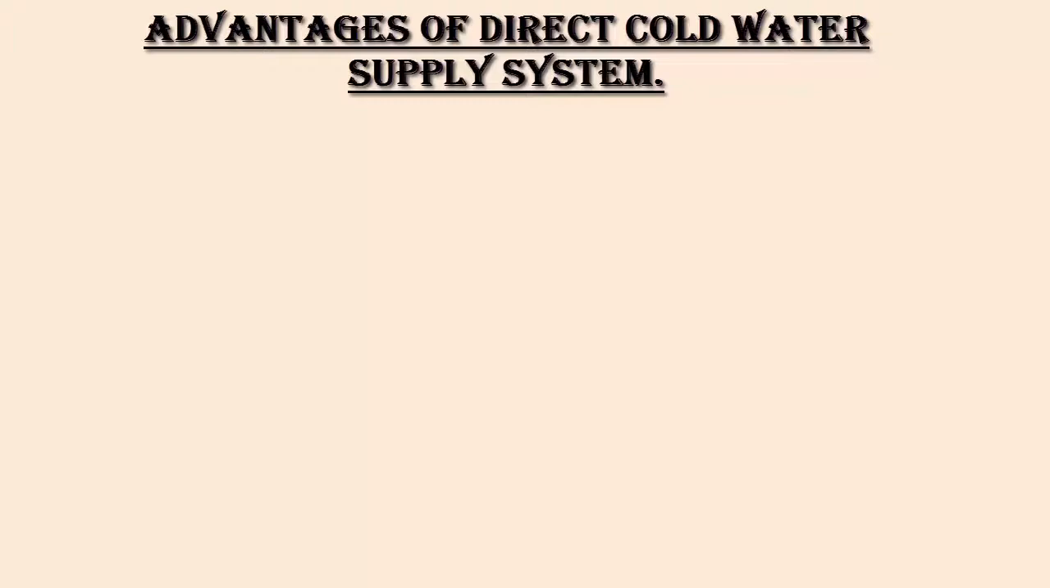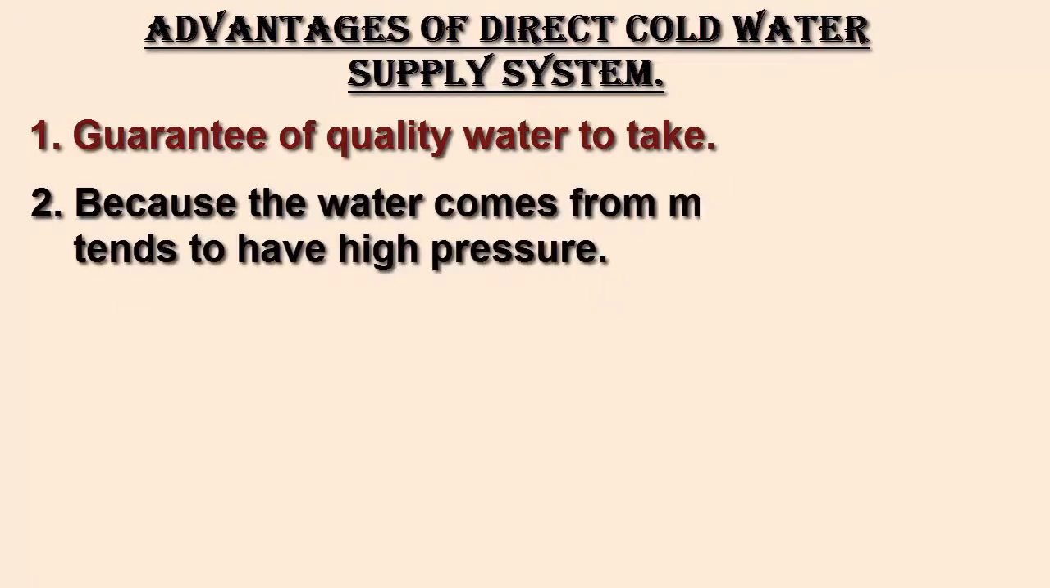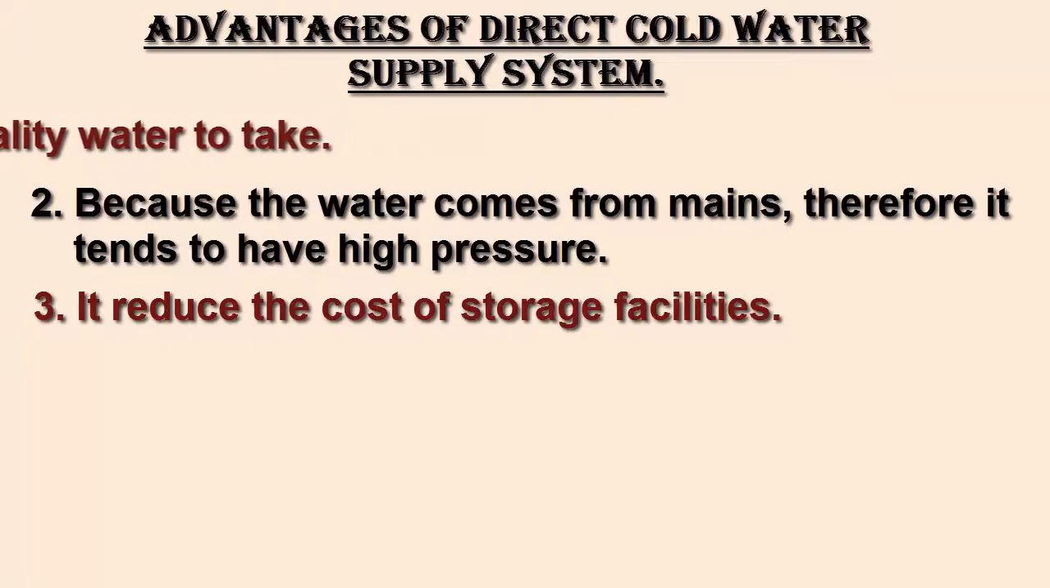One, in the direct water supply system, we have the guarantee of quality water to take. Secondly, because the water comes from the mains, because of the pressure, you find that it has high pressure water. Another advantage is that it reduces the cost of storage facilities for cold water, because the water comes direct. So we have now three advantages.